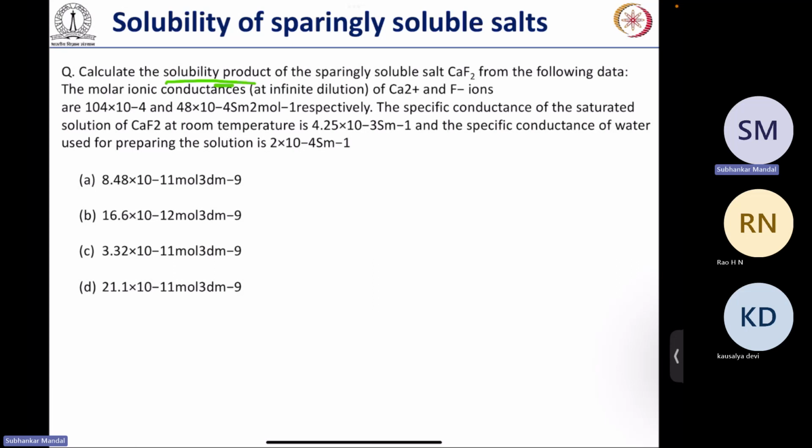Calculate the solubility product of the sparingly soluble salt calcium fluoride from the following data. They have given some data: the molar ionic conductivity at infinite dilution. When it is written infinite dilution, that means you have to think of Kohlrausch's law. Infinite dilution values for calcium 2 plus and fluoride ion are given. So basically lambda calcium 2 plus.